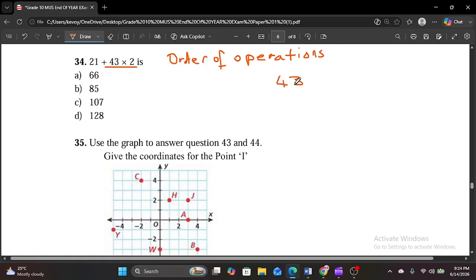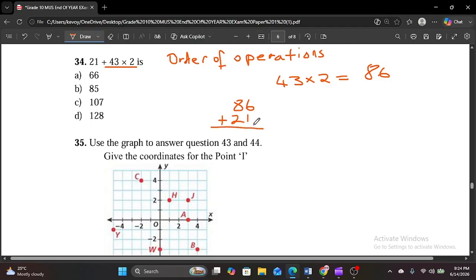So 43 multiplied by 2 is going to be equal to 2 times 3, which is 6, and 4 times 2, which is equal to 8. So that's 86. 86 plus 21.